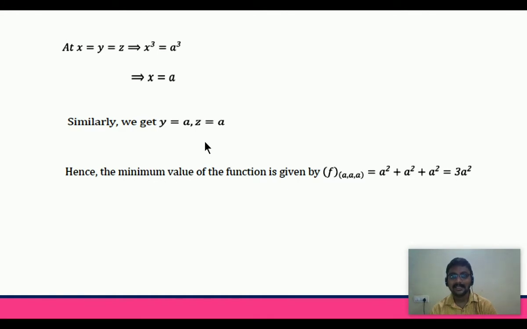So using this stationary point, we can find the required max or min value. Here we have to find the minimum value. Thus the required minimum value of f at the point a is given by a² plus a² plus a², since we have the expression x² plus y² plus z², so x, y, z are replaced with a. So we will have a² plus a² plus a² is 3a², which is the required minimum value of f.